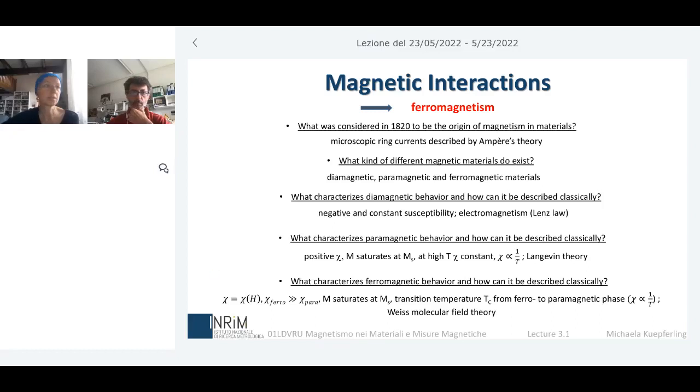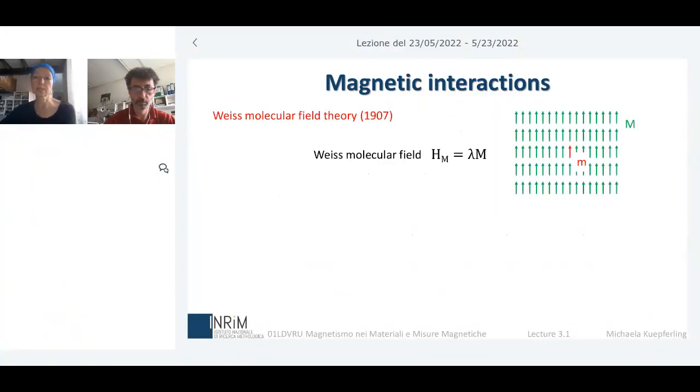Okay, so this is just to show you quickly the effect of Curie temperature and the fact that every ferromagnetic material at a certain temperature transits to the paramagnetic phase. So this is important to remember.